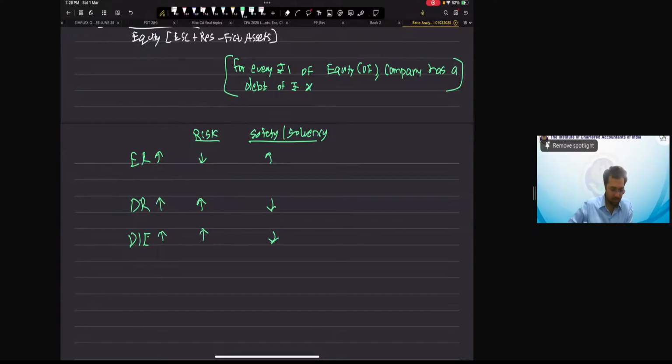Are we able to understand these three ratios in a comparative way? Everyone? Yes? This debt equity ratio, Sumit. Yeah? Everyone? Yep.